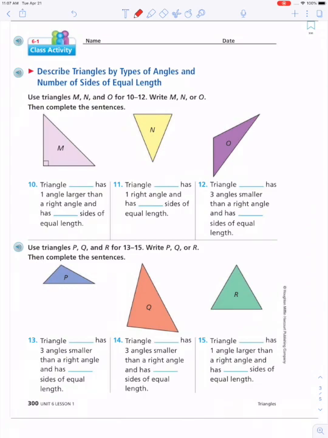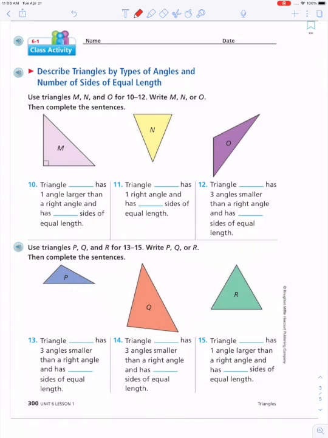Okay, so what we are going to talk about today is triangles, okay? So the triangles that we're going to talk about, if we look on page 300, we're going to do 10, 11, and 12 together, and then I'm going to have you work on 13 through 15 independently, and then I'll have you do a little activity after this for today's math lesson, okay?